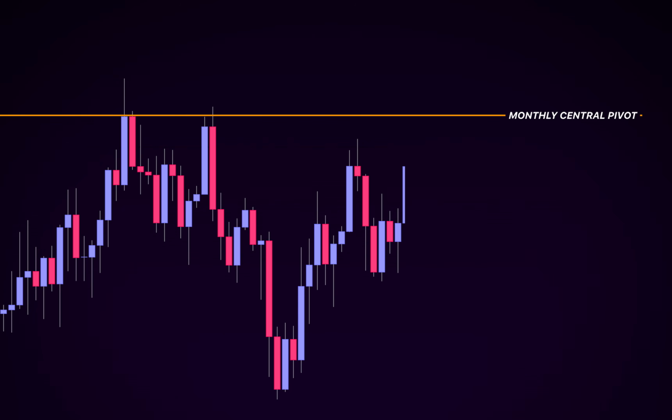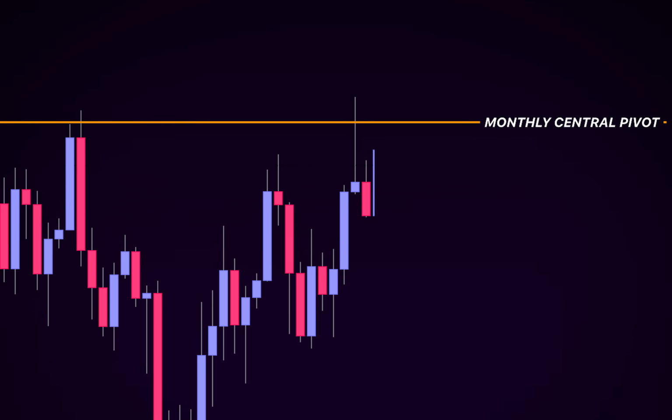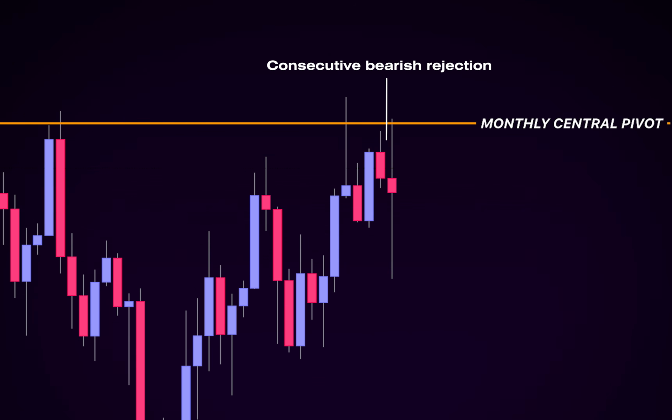And when the price approaches a pivot point, I don't just jump in. Instead, what I do is I wait for the price action to confirm what the market is actually doing. So I'm looking for signs like a retracement or a rejection or even a strong break of the pivot point.